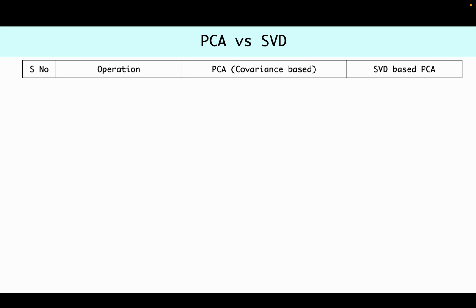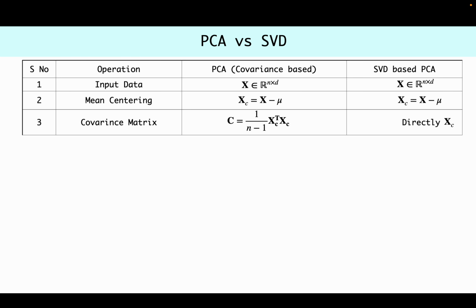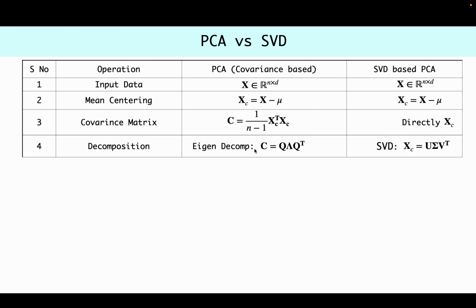Let us now discuss two different ways of computing PCA. One is the covariance based computation of PCA, and the second is SVD based PCA. In both methods, we start with our input matrix X and center it. Later we compute the covariance matrix in the case of covariance based PCA, whereas in SVD we don't do that. In the later step, we compute the eigenvalue decomposition of the covariance matrix C, whereas in the SVD based method we do singular value decomposition of the matrix Xc. If you observe, the Q matrix is nothing but the eigenvectors of the covariance matrix C, which is Xc transpose Xc.